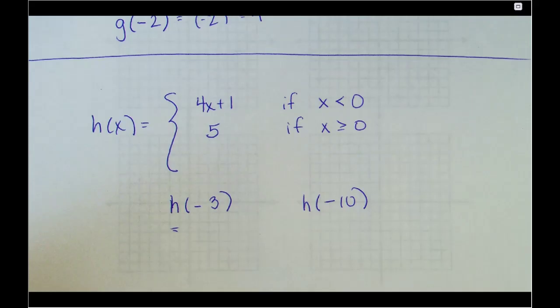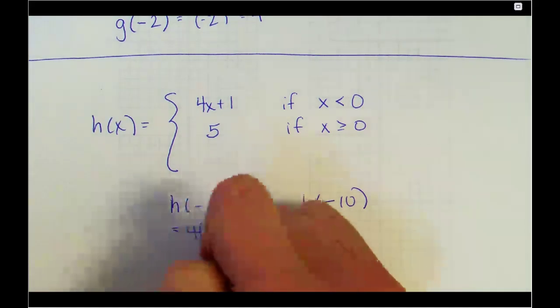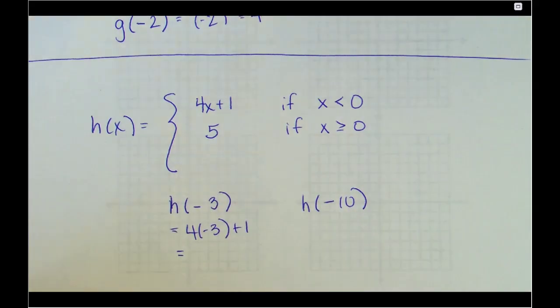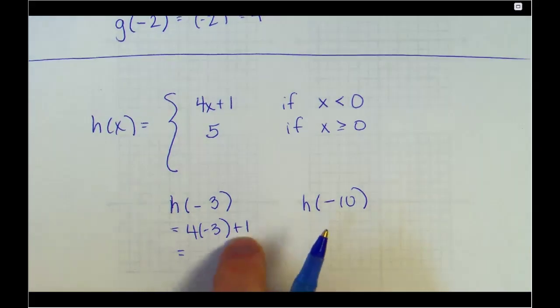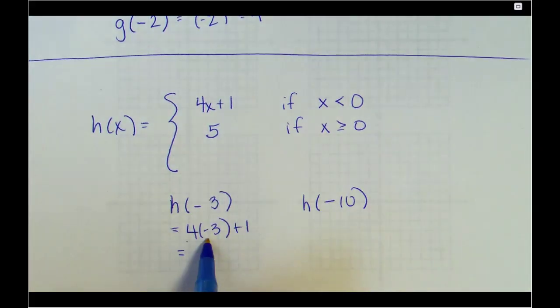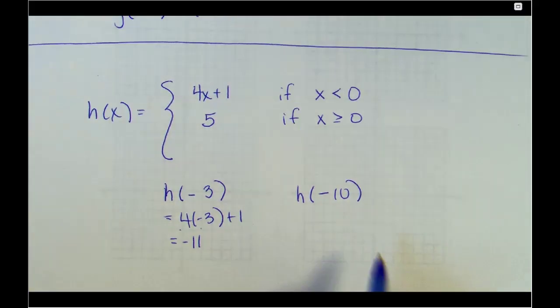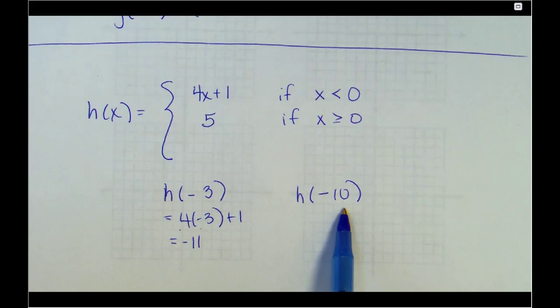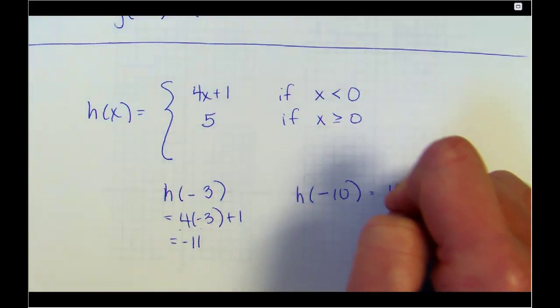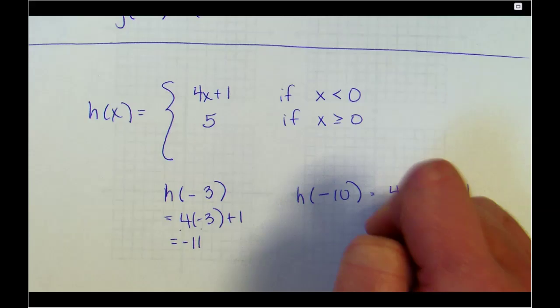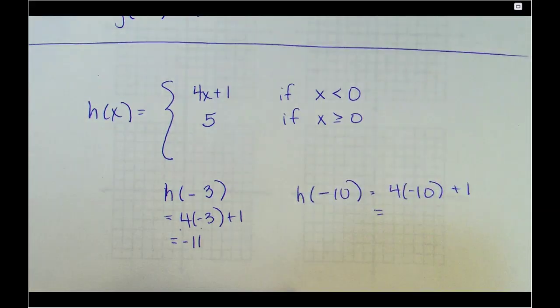H of negative 3, top or bottom? Top. Correct, because negative 3 is less than 0. So we're doing 4 times negative 3 plus 1. What is that? Negative 11. Just make sure you plus 1. So it's negative 12 and then 1 more than that. So negative 11. Okay, top or bottom on this guy? Top. So we're using 4 times negative 10 and then add 1 to that. What did you get? Negative 39.